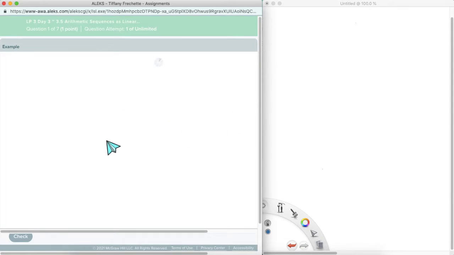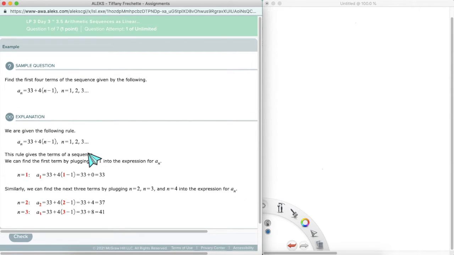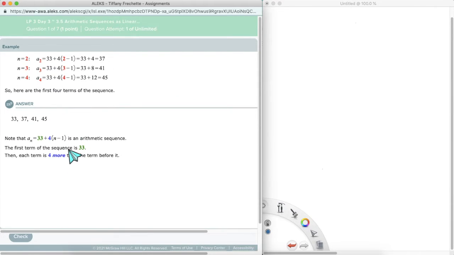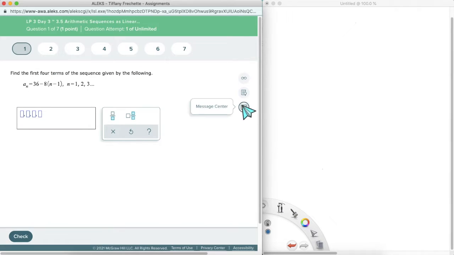Example just opens this pop-up, which shows you how to do this type of problem. It'll walk you through, and it's nice and color-coded here, so it walks you through pretty nicely on what to do. And you can click on it again for another example if you'd like. And then there's the message center. When you click on this, it actually attaches a screen of this question to the message so that your teacher knows exactly where to come back and help you.